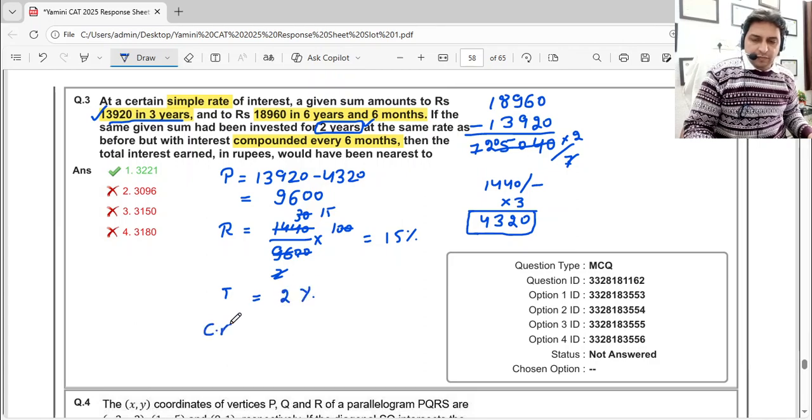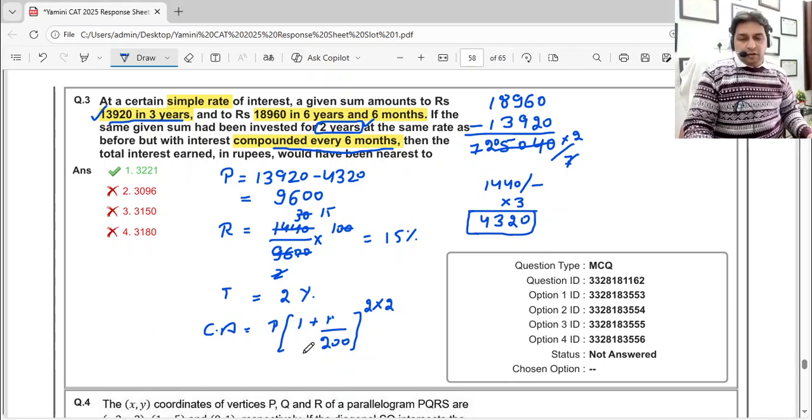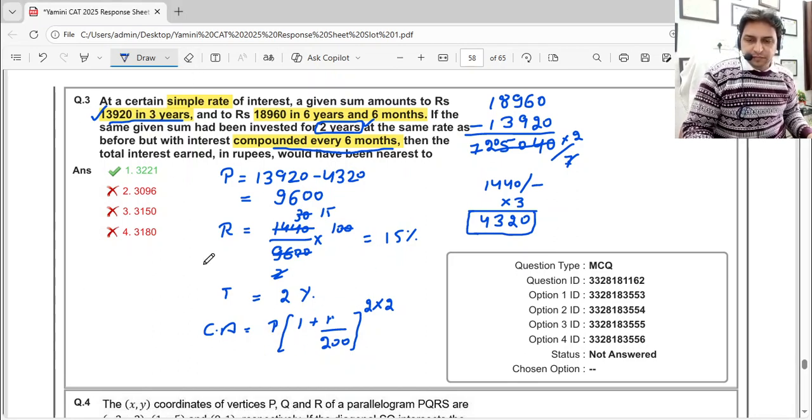And now the formula for compound amount which we can use is principal into 1 plus rate by 200, because in this case the interest is being compounded every 6 months. So P into 1 plus R by 200 instead of 100, and raised to power 2t, that is 2 into 2, 4. That's what exactly we have to do. Now if we put the values in, the principal is 9600 multiplied by 1 plus rate of interest 15 by 200, raised to power 4.